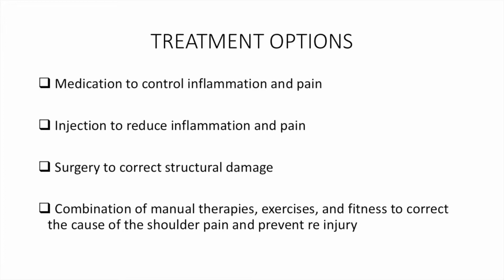And same thing with surgery. Any surgery that you do with the shoulder, after the surgery is done, the structural issue may be fixed, but you're still going to have muscle tightness, you're going to have poor mechanics, and you're also going to have to deal with the impact of what the actual surgery caused to the joint. You're going to have to heal from the actual surgery. So we really do recommend a combination of manual therapies, exercise, and fitness to correct the cause of your shoulder pain. This is also going to give you the best chance to prevent re-injury and function well long term.